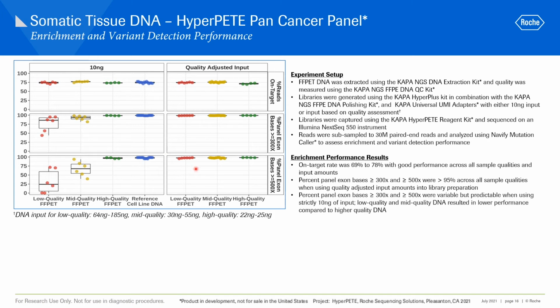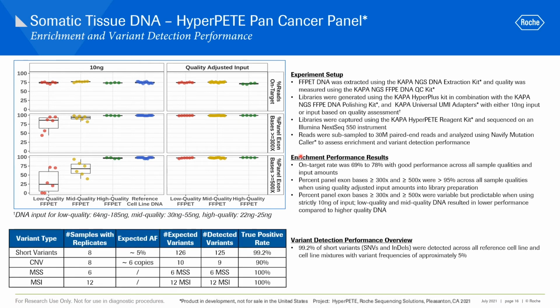Percent panel exon bases greater than 300 and 500x were variable but predictable when using strictly 10 nanograms of input. Low quality and mid quality DNA resulted in lower performance compared to higher quality DNA. So this is what you're seeing over here. Low quality FFPET samples perform with a worse overall depth of coverage compared to mid quality, and then in comparison to high quality and reference cell line DNA. So we think it's important from a customer perspective to use quality adjusted input amounts so that you get your most reliable results.